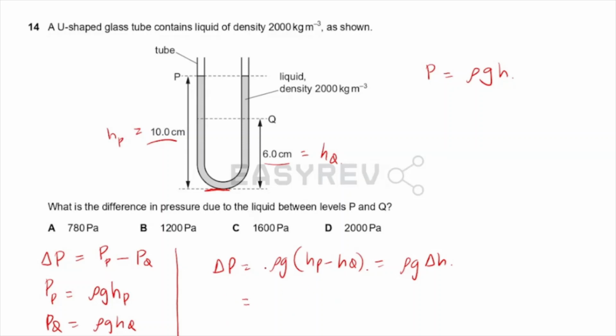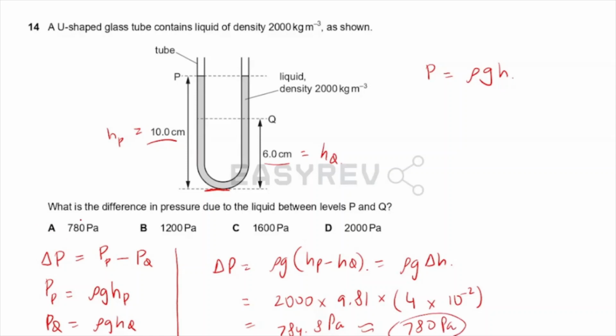So now I can just directly plug in all my values. For density, that's 2000. For g, I know that's 9.81. The difference in height will be 10 minus 6, which is 4 centimeters. But I have to be careful and convert my units to meters if I want my answer to be in the SI unit of pascals. That would require me to plug in the value for centi, that is 10 raised to the power negative 2. And now it's just a matter of plugging everything into your calculator, and you get 784.8 pascals, which if you round this off to two significant figures, you get 780 pascals. So the best option is A.